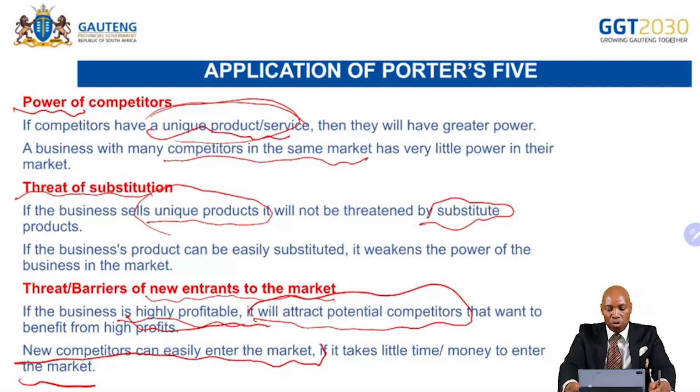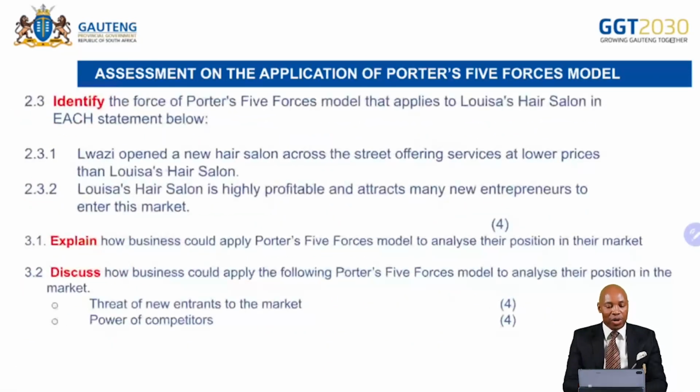Right, now let's go back then to our question. Where's our question? The 3.3.2. It says, Louisa Hair Salon is highly profitable. Where did you see that highly profitable? When I was explaining the threats of new entrants to the market. Obviously, the answer is given, new entrepreneurs. Who are the new entrants? Where? To this market. The answer is given.